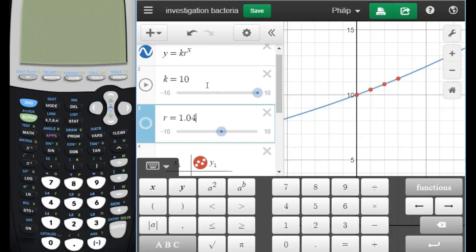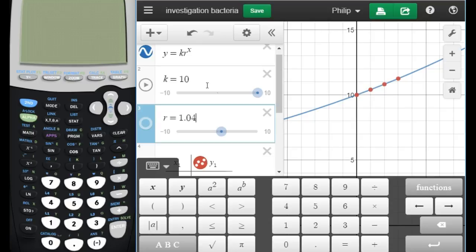Number 10. How is the final amount for the r slider related to the original problem? Well, that looks familiar, doesn't it? 1.04, that was 1 plus the 4%, right? That's how it's related. It's the growth rate. How is the final amount for the k slider related to the original problem? Okay, k equals 10. 10 was the starting or the initial amount. The initial amount of bacteria.